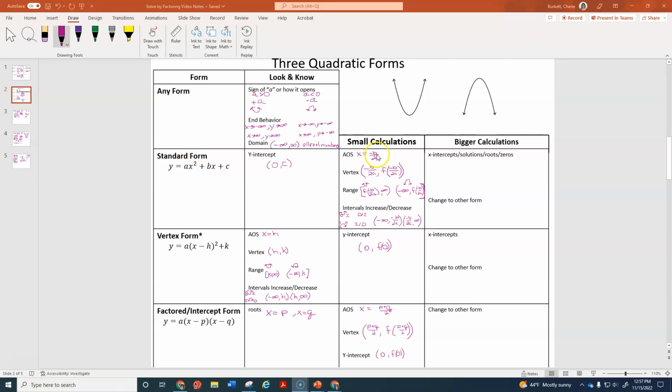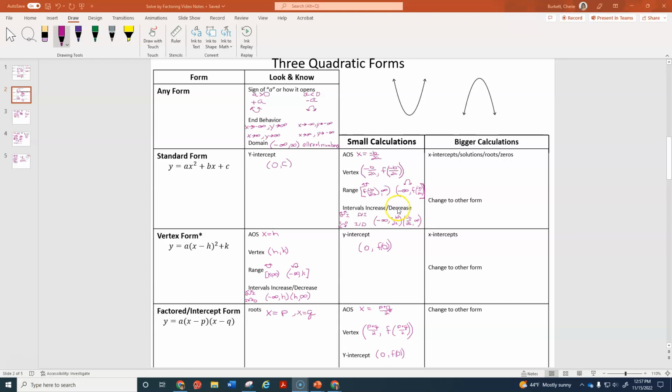You find the vertex by plugging the axis of symmetry number in as the x value. The y value, you plug and chug that x value. You can do that on both the calculator and on Desmos. Plug and chug. The range is going to be the y value of the vertex. If it opens up, it's going to start at the y value of the vertex and it's going to stop at infinity. If it opens down, it's going to start at negative infinity and it's going to stop at the y value of the vertex. So the y value of the vertex is always going to tell you what the range is.